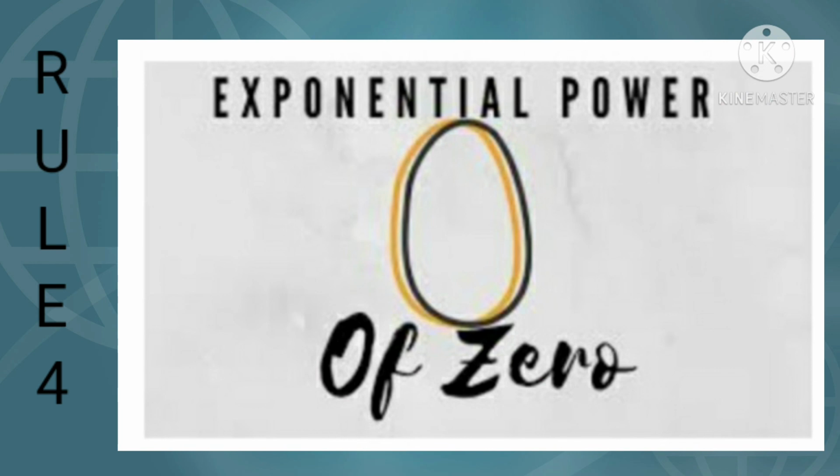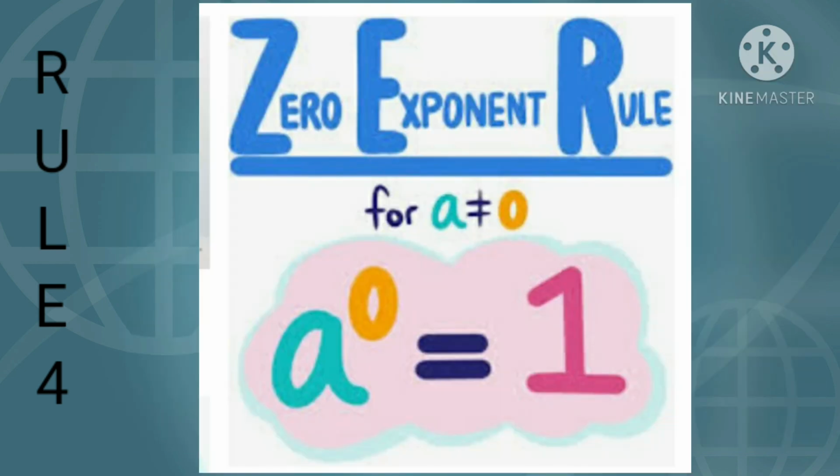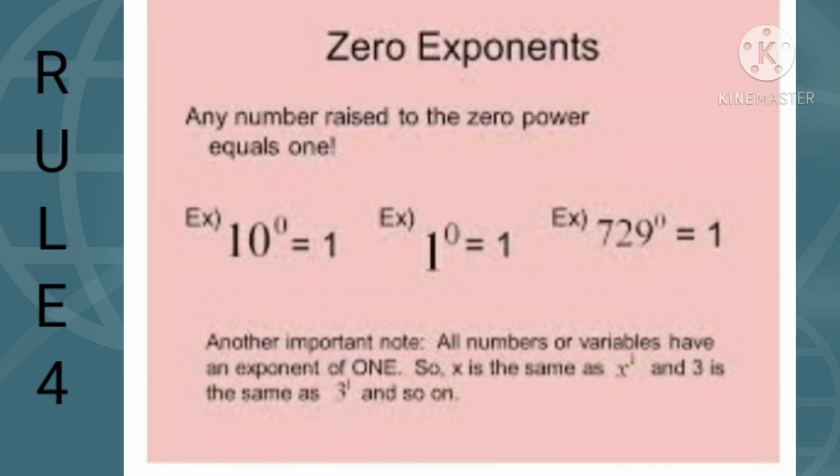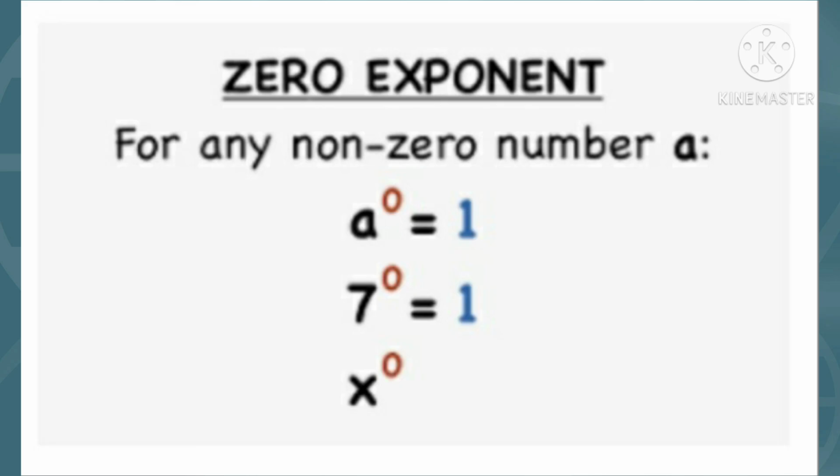Next comes the exponential power of 0, or zero exponent rule, which says that any number to the power 0 is equal to 1. In other words, any non-zero number, integer or variable to the power 0 is always equal to the value of 1.